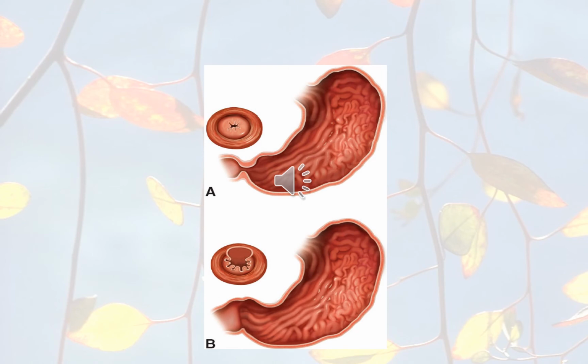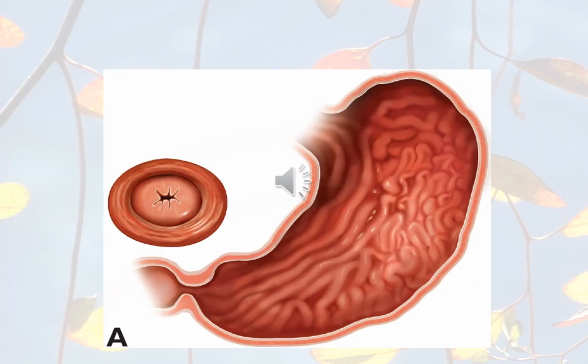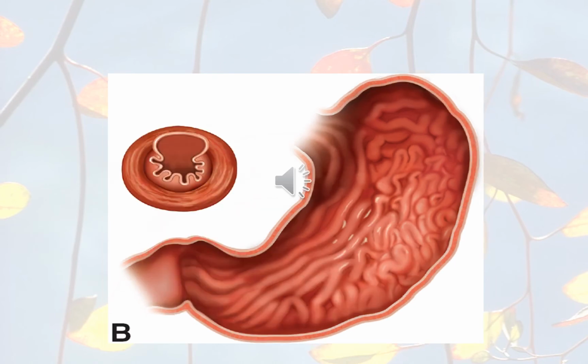Here is just a picture of what pyloric stenosis looks like. At the top, this is what the pylorus looks like prior to surgery, where the muscle is stenosed and almost completely closed. And this is what it looks like after a pylorotomy, where they've incised the pylorus to open the pyloric outlet.